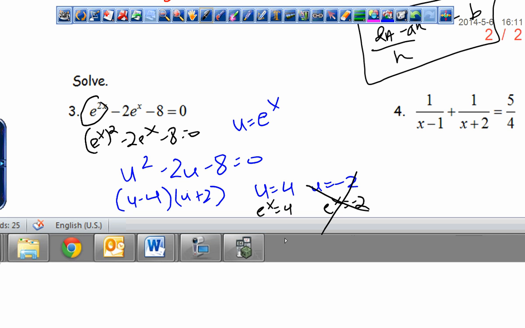Sorry about you. Last thing I'm going to do is take the natural log of both sides. The x goes out in front, natural log of e cancels out, so x is natural log of 4. Now that's just a number. I'll just leave it like that.